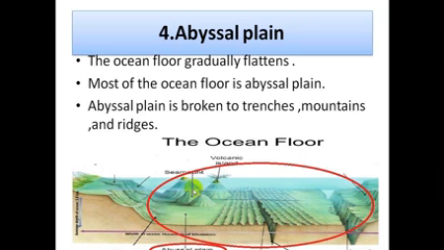Let's say the four parts again of the ocean: continental shelf, continental slope, continental rise, a basal plain, and outside this green part we call it coastal plain.